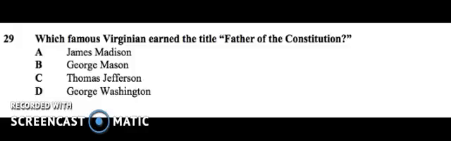Question 29. Which famous Virginian earned the title Father of the Constitution? A. James Madison, B. George Mason, C. Thomas Jefferson, or D. George Washington.